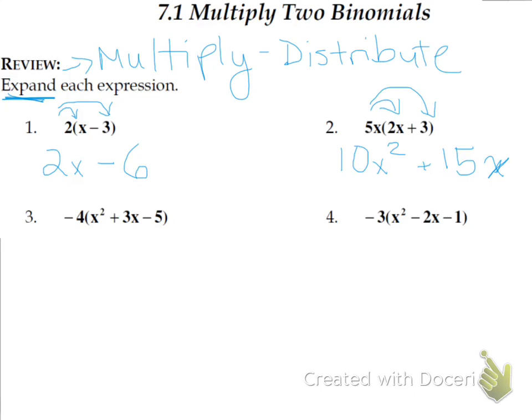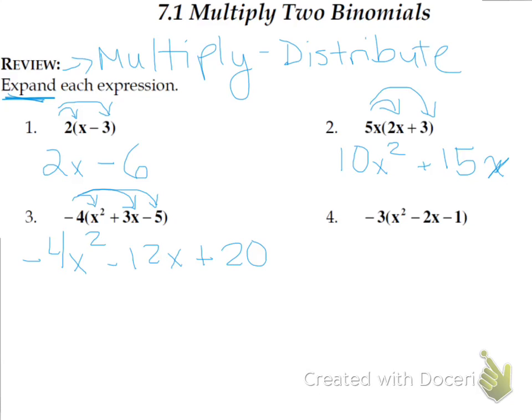Review question number 3, we're going to distribute the negative 4 to all three terms. So this monomial times a trinomial will result in another trinomial. So it'll be negative 4x squared. Negative 4 times 3 is negative 12x. And negative 4 times negative 5 is positive 20.